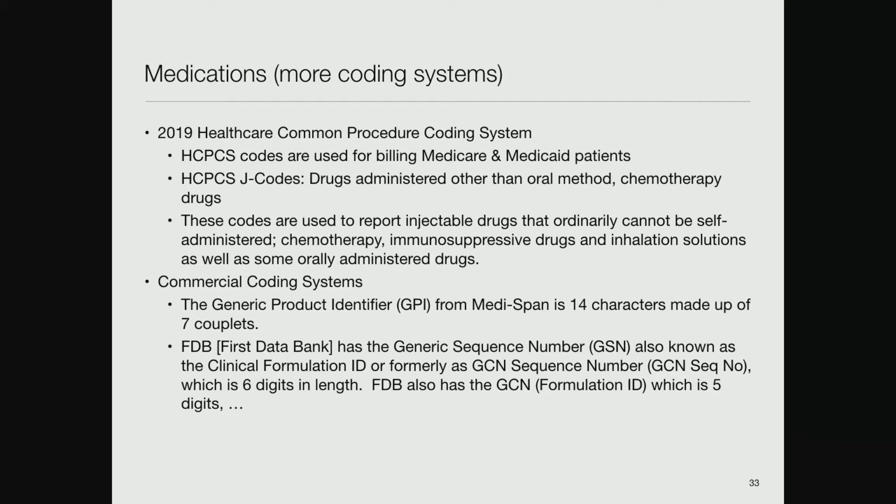And then I had mentioned this GSN number, which apparently the Beth Israel uses. This is a commercial coding system from a company called First Data Bank that is in the business of trying to produce standards. But in this case, they're producing ones that are pretty redundant with other existing standards. But nevertheless, for historical reasons or for whatever reasons, people are using these.